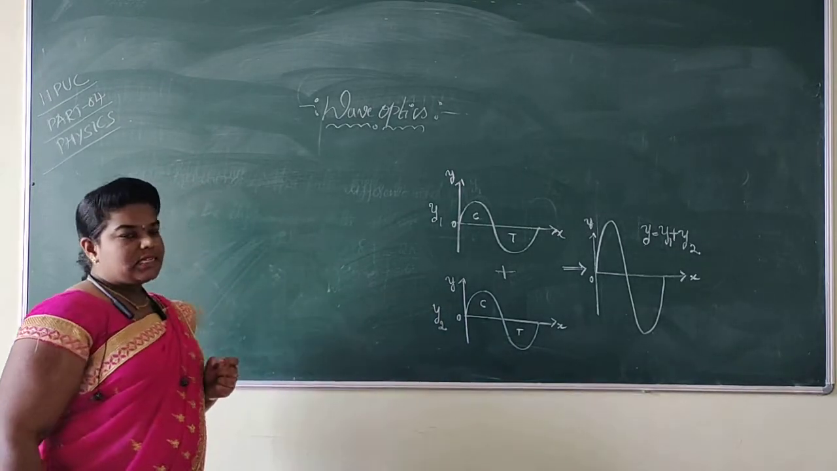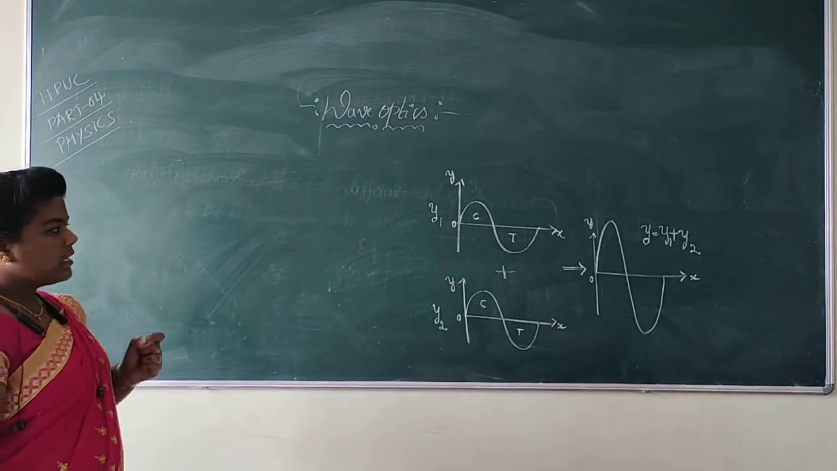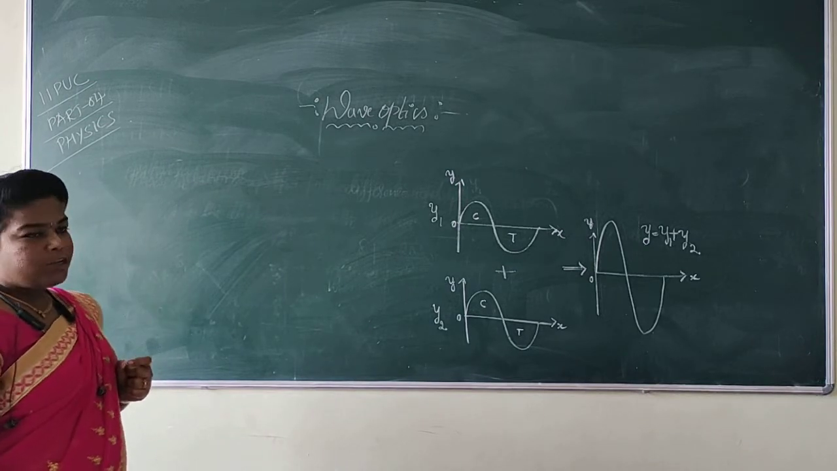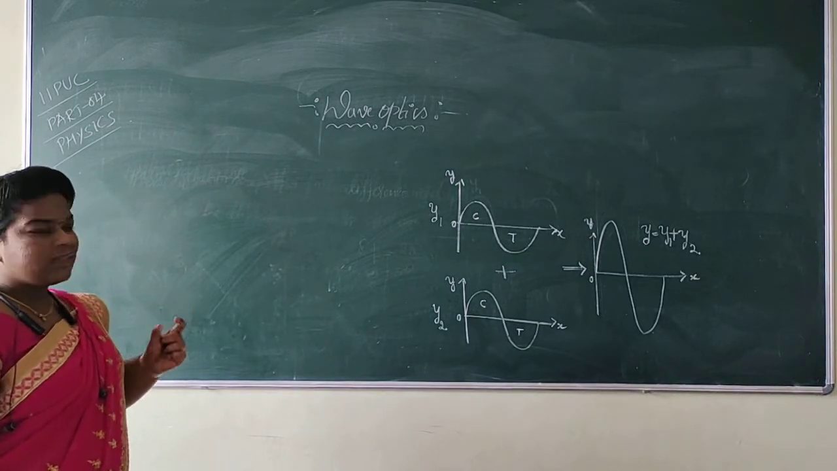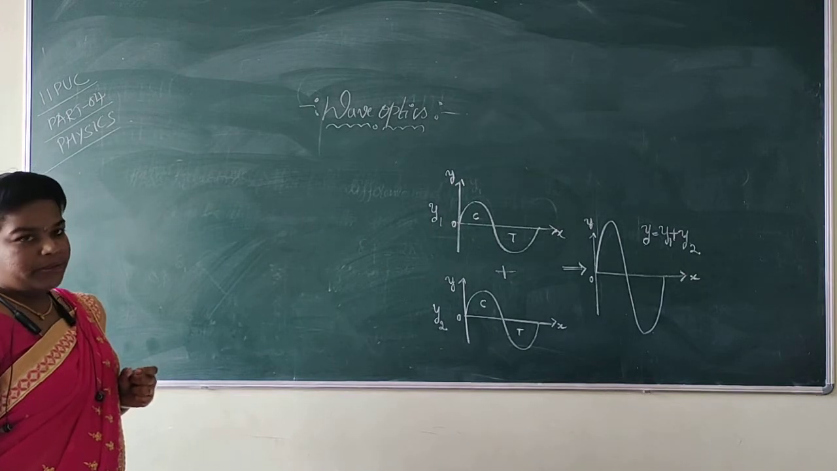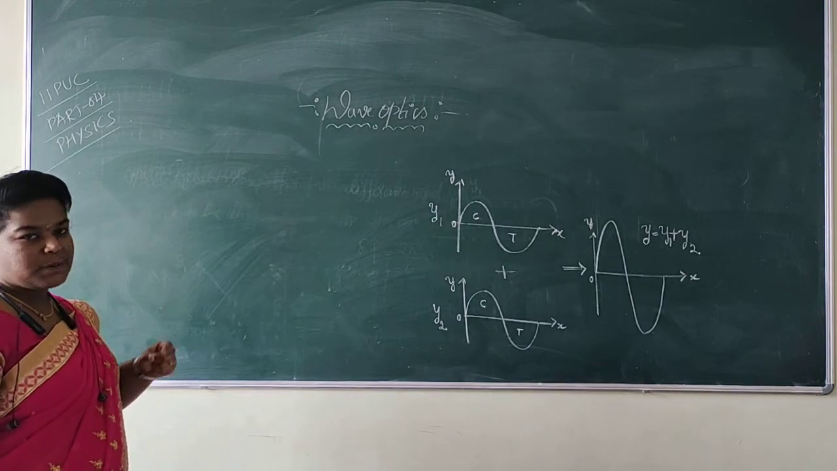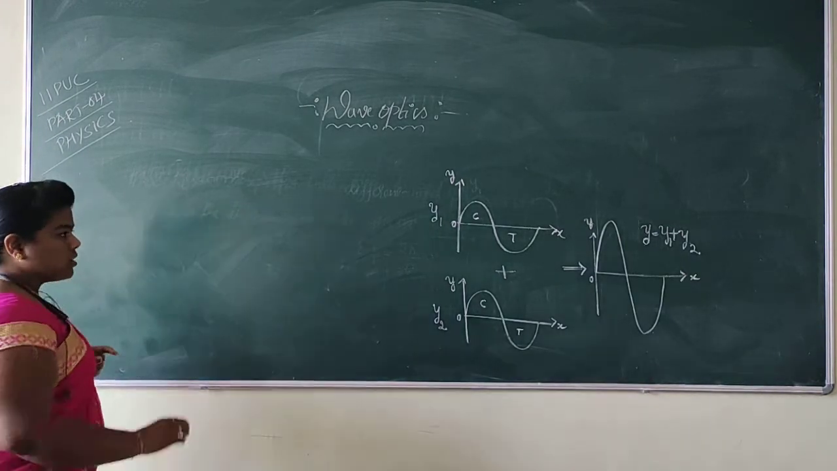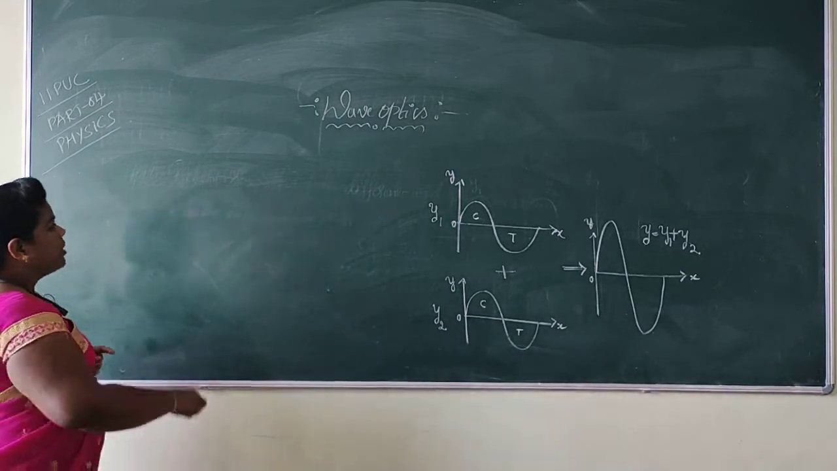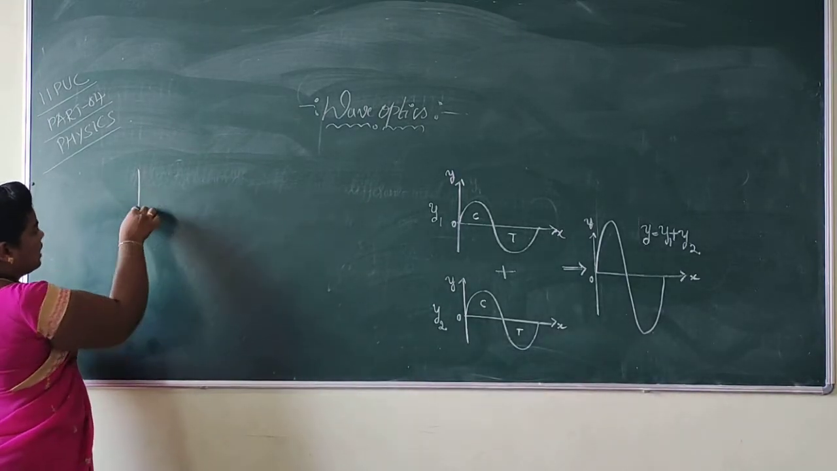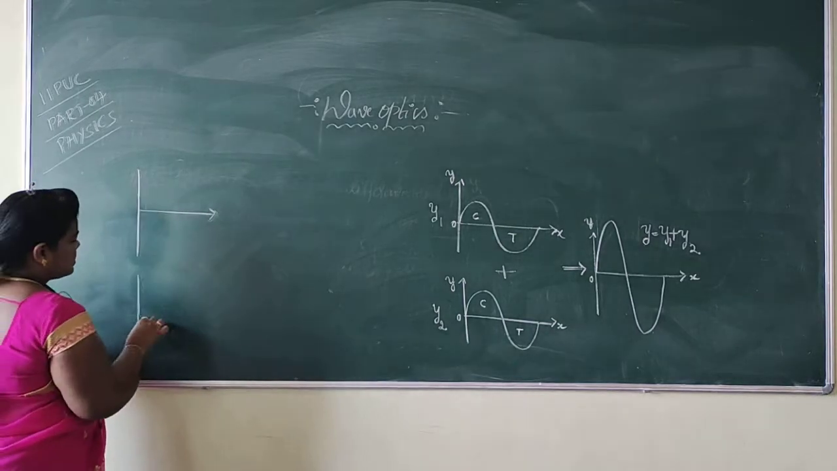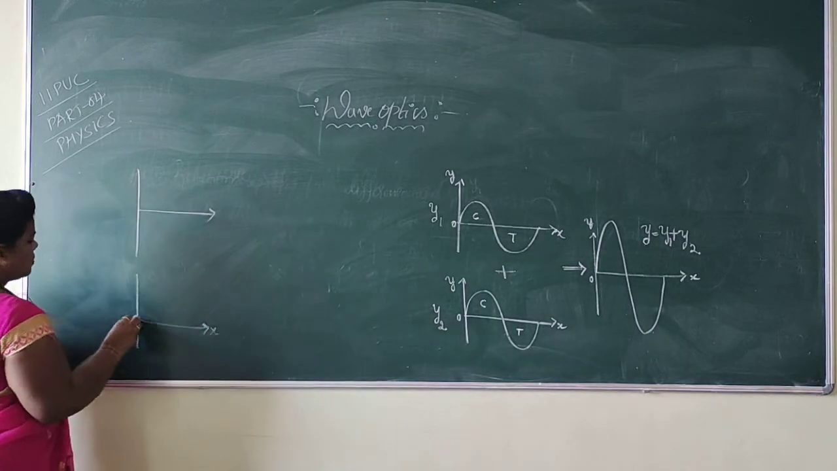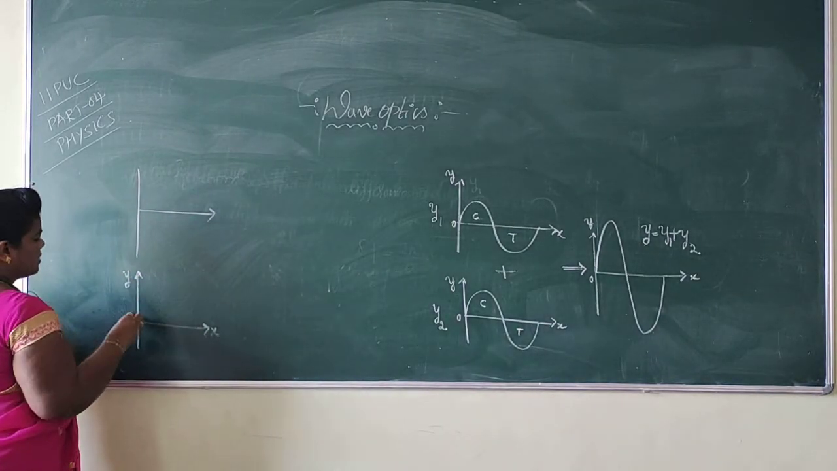Not only this, my dear students, this is called constructive superposition, or constructive interference. I will explain interference better later, so now there is no need to explain that. Now, my students, I'm going to consider the other two waves, with the x axis as origin and the y axis.